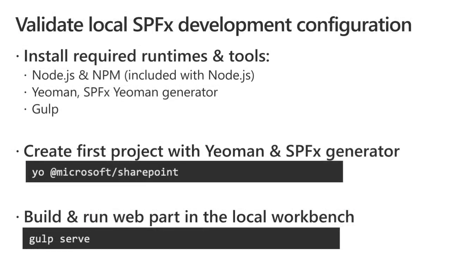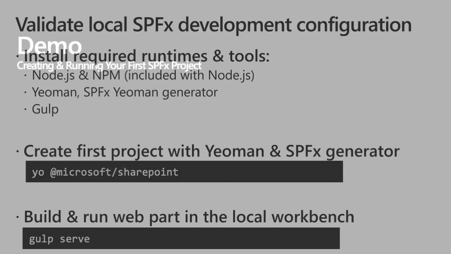Now, before we part here, let's talk a little bit about validating your local SharePoint Framework development configuration. You're first going to need to install the required runtimes and tools, and that's installing Node.js and npm, which is included with Node.js. You're then going to need to install Yeoman, the SharePoint Framework generator for Yeoman as well, and gulp. Once you've done that, you're then going to be able to create your first project by saying yo @microsoft/sharepoint, answer a bunch of questions, and then once that's done, you should just be able to say gulp serve, and you'll have a web part that's up and running on your local environment.